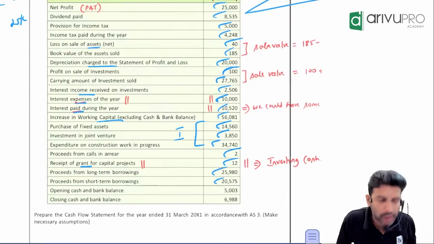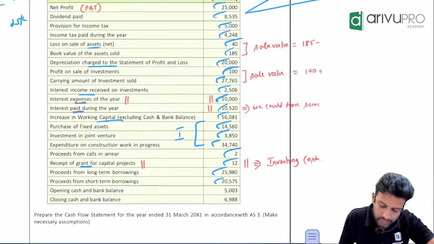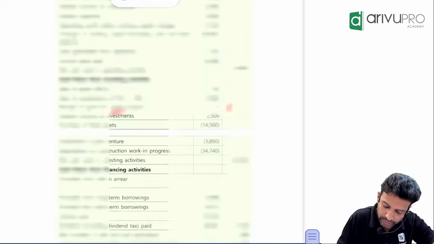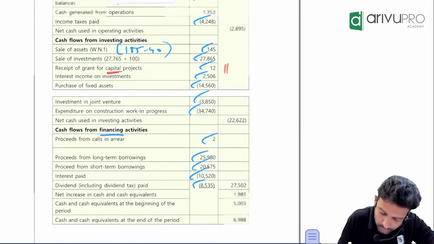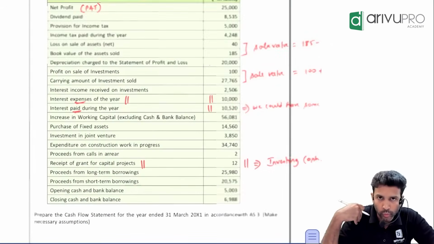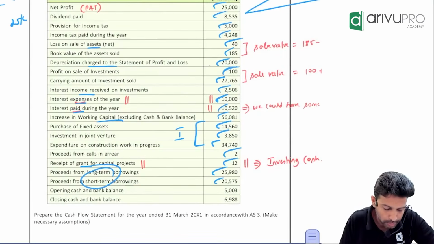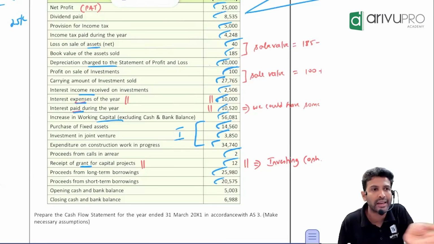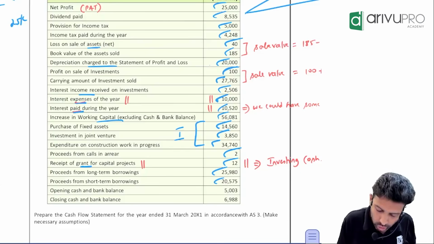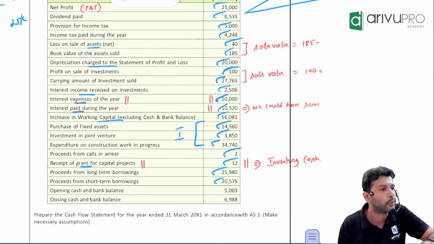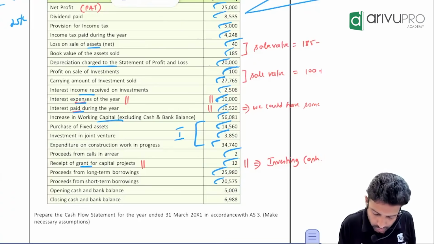Long-term borrowing, short-term borrowing, both are sources of finance. Where will it come? Financing activity, 25,980 and some 20,000 some amount. When you issue shares or take a loan, is money going out or coming in? So all these are what? Outflows or inflows? Inflows. That's it.